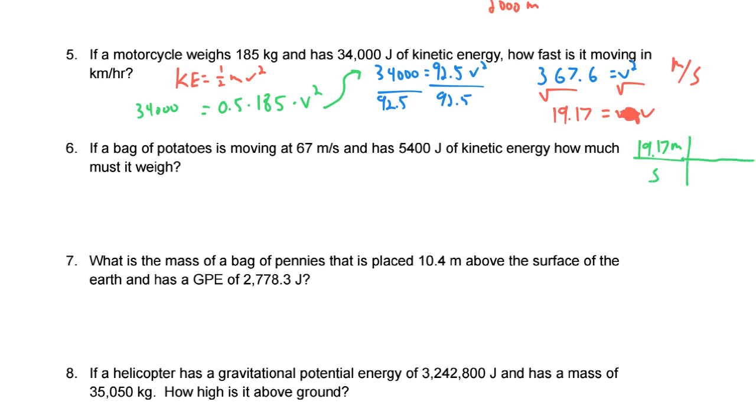We will multiply by the fact that there's 1,000 meters in 1 kilometer, and the fact that there's 3,600 seconds in 1 hour. Sorry, I'm running out of room here, but I multiply across the top, multiply across the bottom, and divide. So times 3,600 divided by 1,000, and I get 69.02. We'll just round that to 69 kilometers per hour.